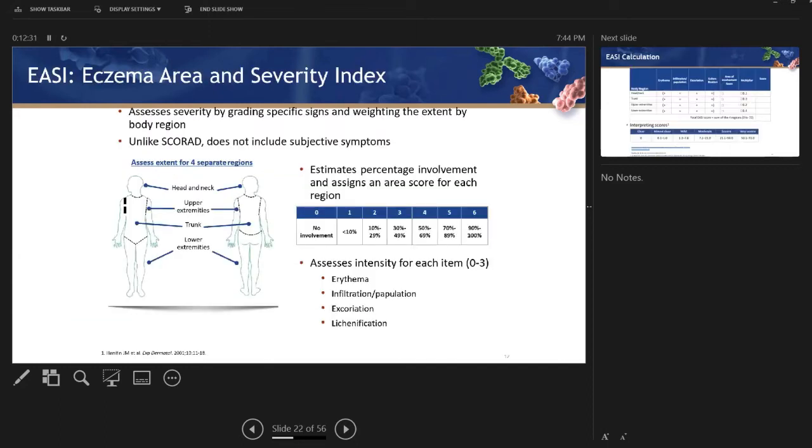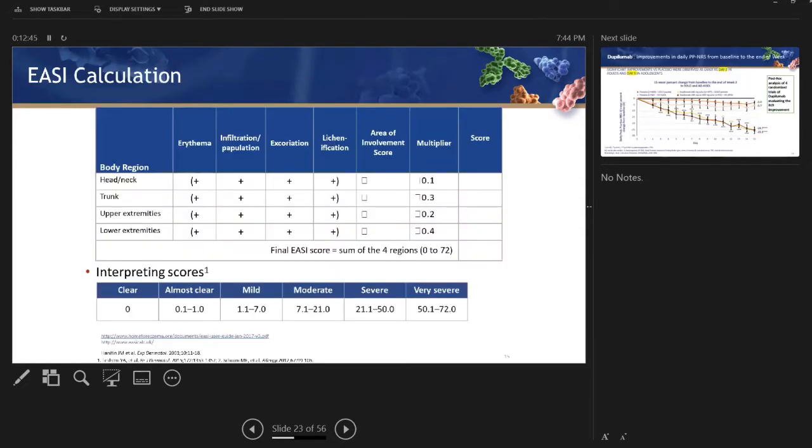So simply, for the score, we have to assess each part. We have 4 parts that we need to assess, each of those parts in regard to the erythema, infiltration, excoriation, lichenification. And we have to calculate numbers and assess the patient and put the score whether the patient has mild disease, moderate, or severe disease.